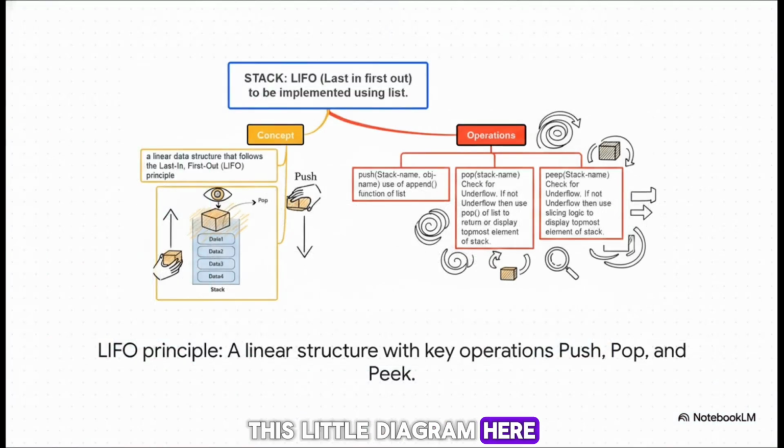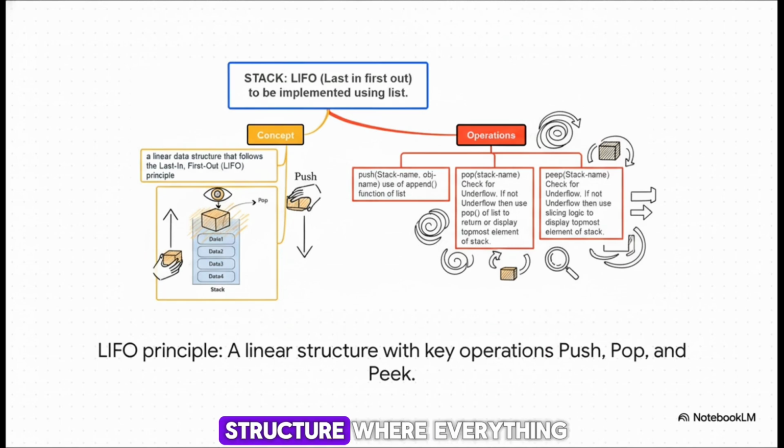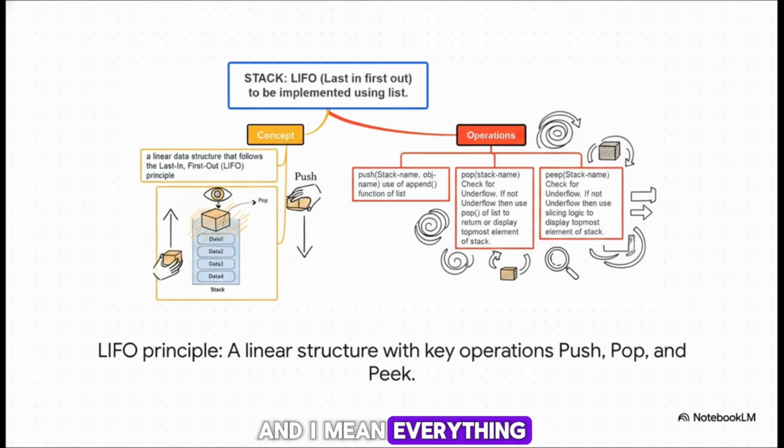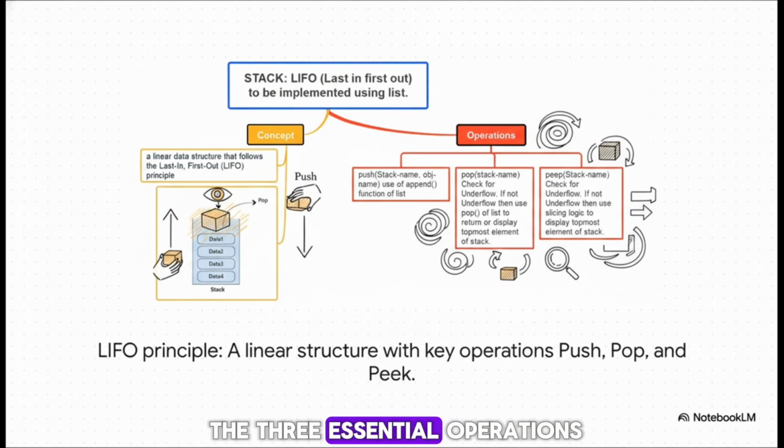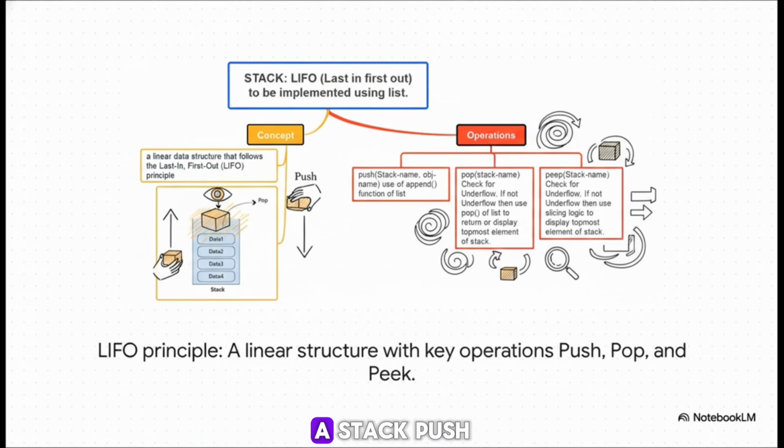This little diagram here is our perfect roadmap. You can see a stack is a linear structure where everything, and I mean everything, happens at one end, which we call the top. We're going to focus on the 3 essential operations that make a stack a stack.